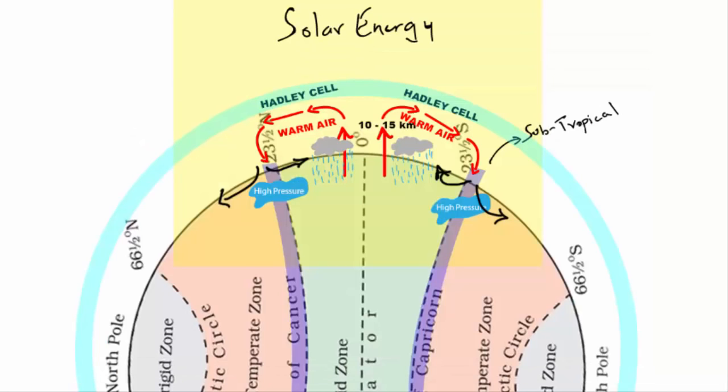Now let's go beyond the subtropical high. In between 50 to 70 degrees in the northern hemisphere and 50 to 70 degrees in the southern hemisphere, this region also lies at the border of the temperate and frigid zone. And it is a low pressure belt, okay, and that's how it is known as the subpolar low.